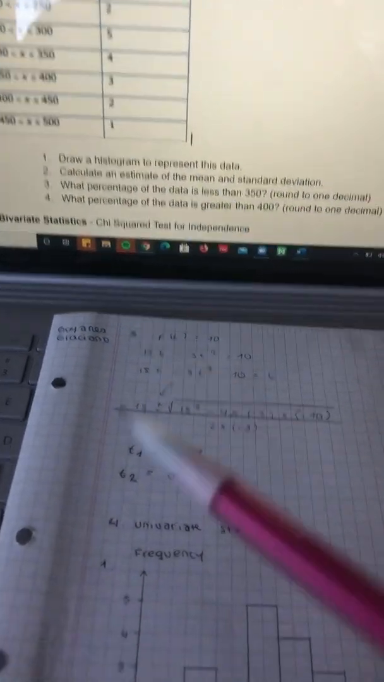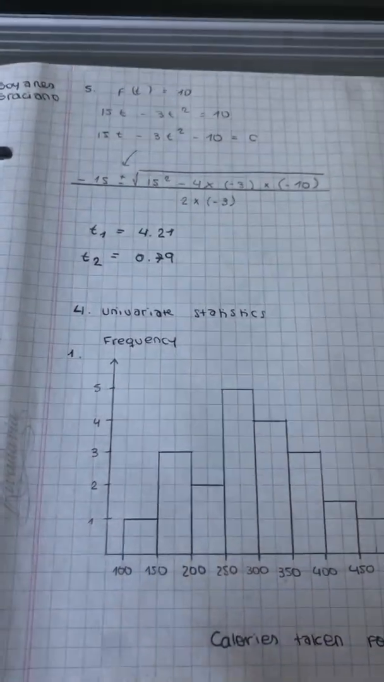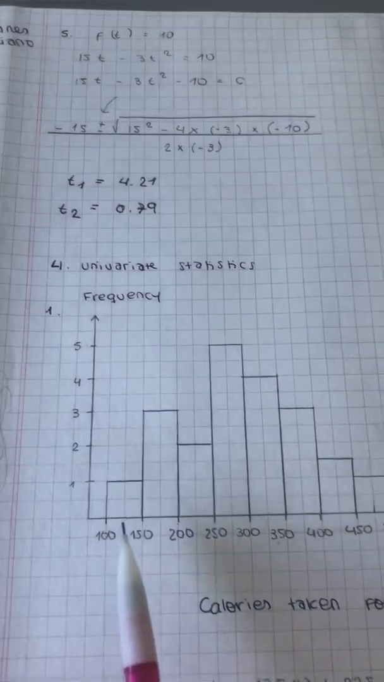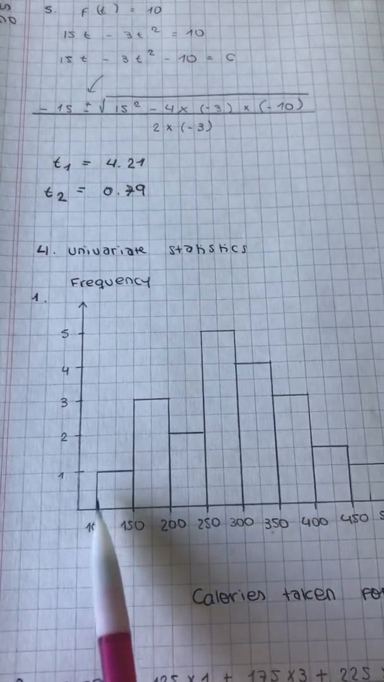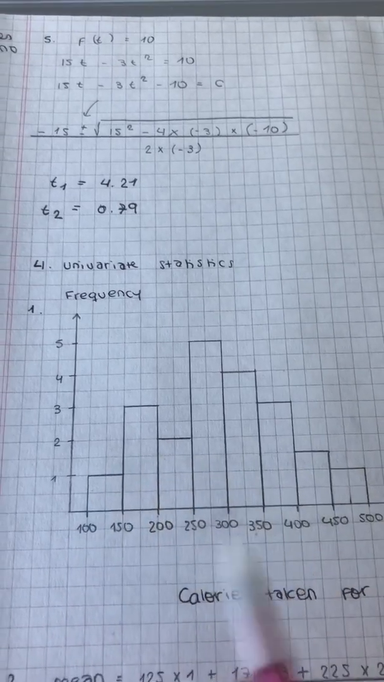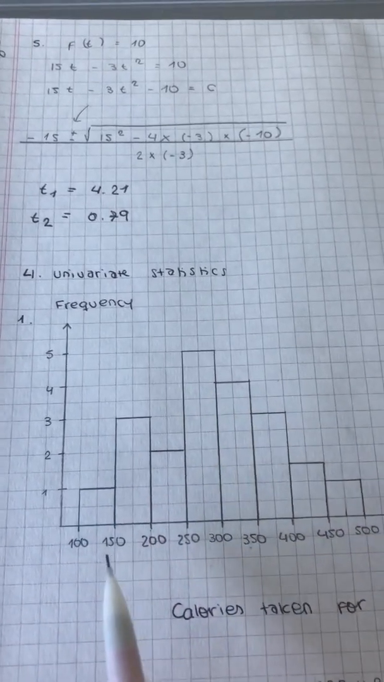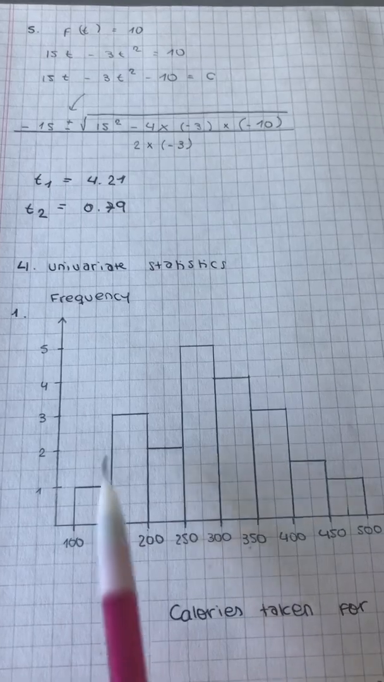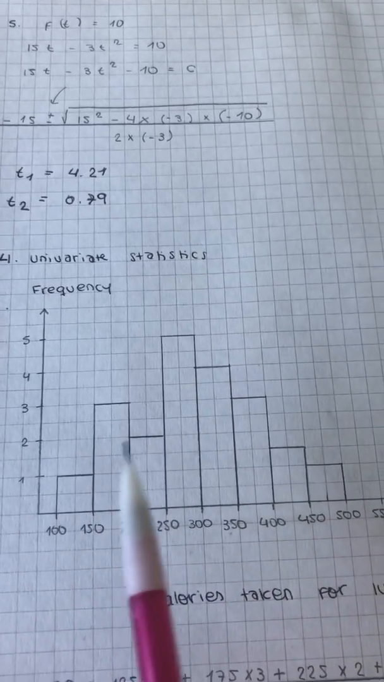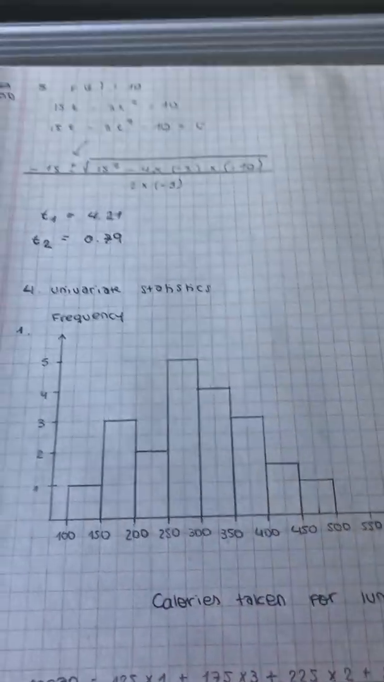So for a frequency of 1, x goes from 100 to 150, and we marked it. Then for a frequency of 3, x is between 150 and 200. Then for a frequency of 2, x is from 200 to 250, and so on.